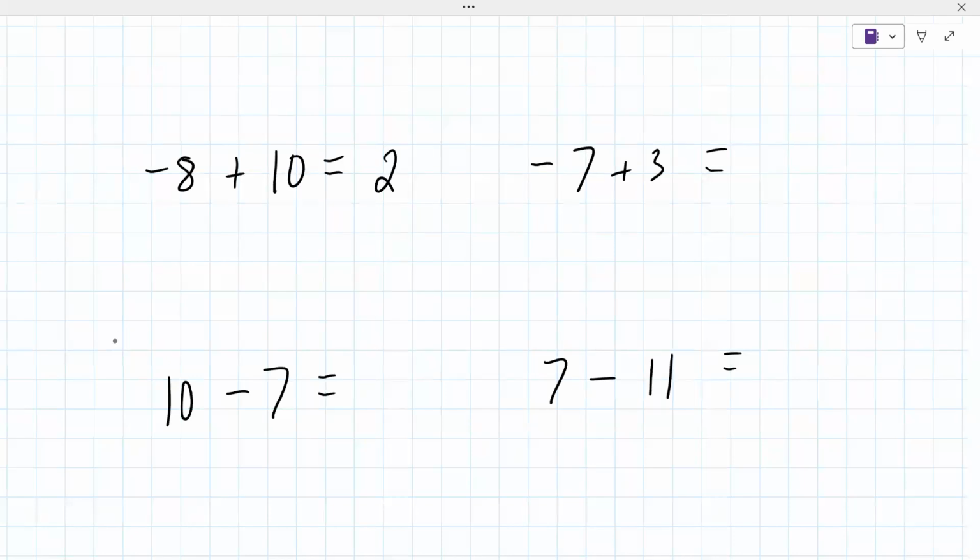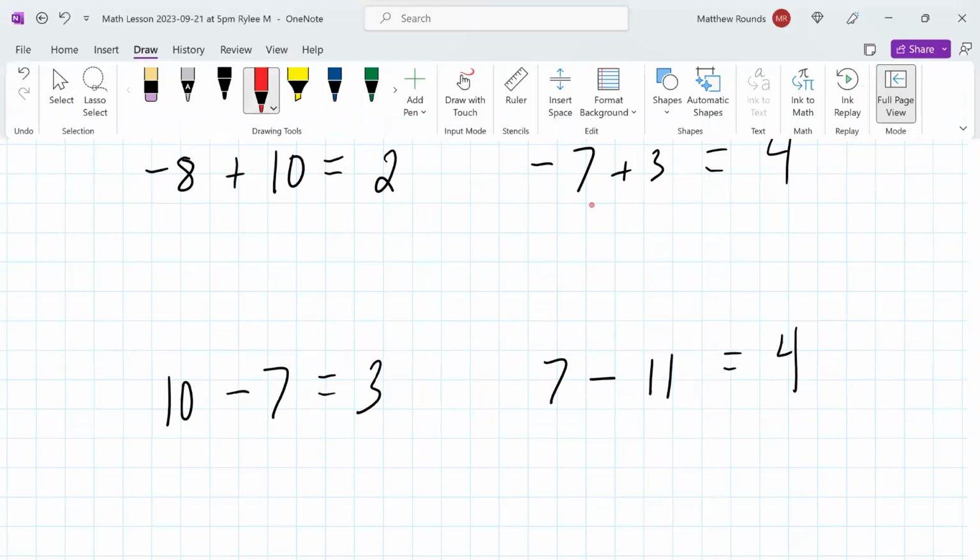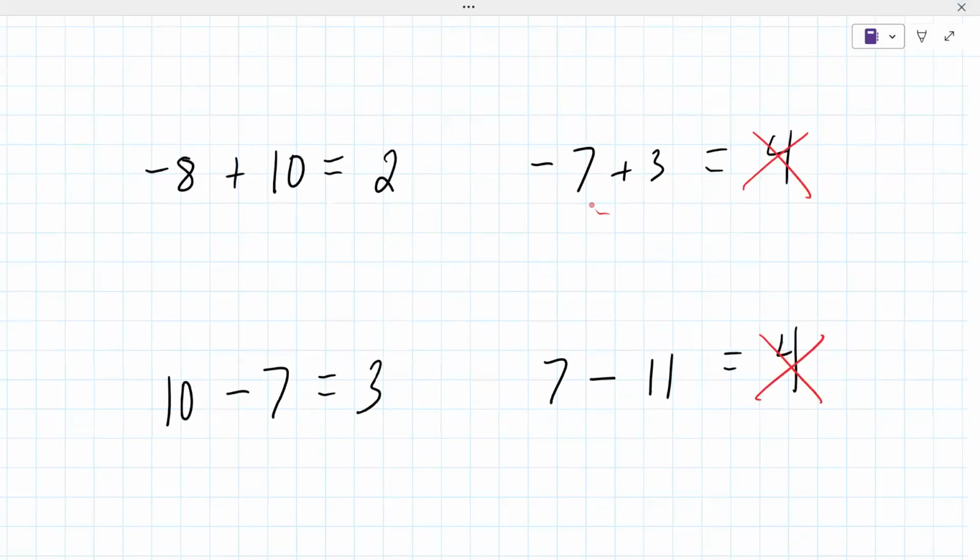Okay, go ahead. 3. All right, keep going. Wait, what? 4. Okay, keep going. And then 4. Okay, so we got 2 that are not correct here.